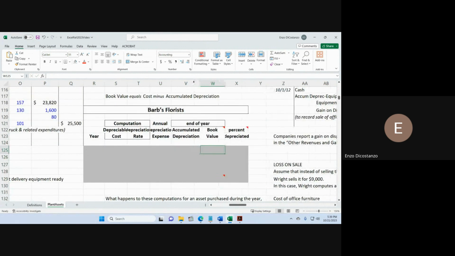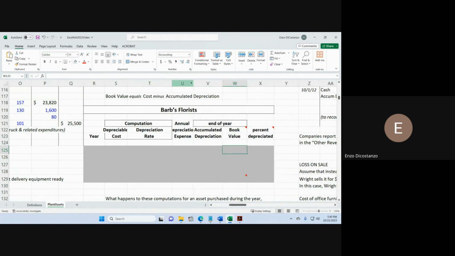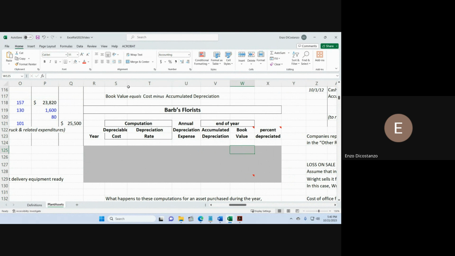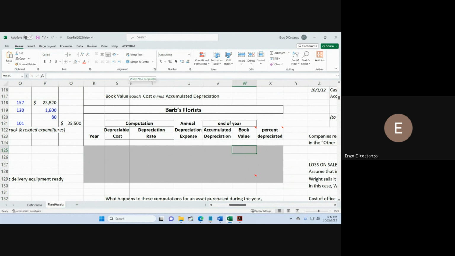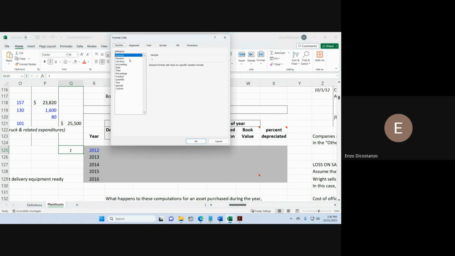So, just open these up a bit. The first year, I think, is 2012. This is in the textbook. Just look up the textbook. This is the first year. Italics, make it smaller, center it. Control 1, number.